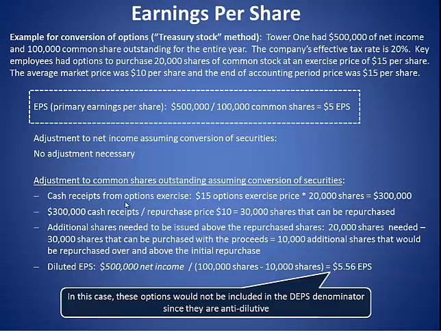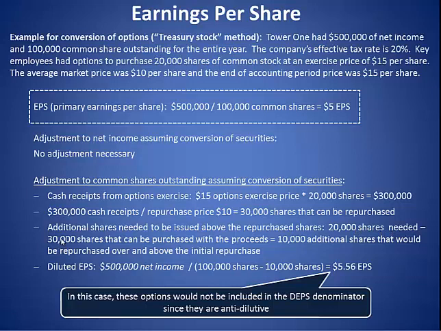Now we go through the same calculation we did on the previous slide. $300,000 worth of cash receipts, but in this case we're able to purchase the stock on the open market at an average of $10 per share over the year. So we take the $300,000 divided by the $10 per share, and it shows that we can repurchase 30,000 shares on the open market. So now in this case, for the additional shares that need to be issued above our repurchased shares, we take the 20,000 shares that we need, but we're purchasing 30,000 shares with our proceeds.